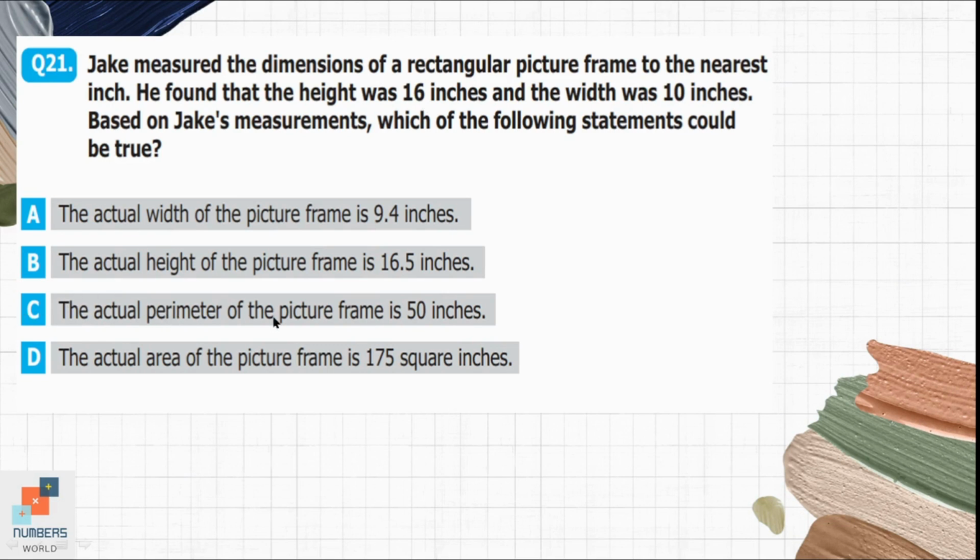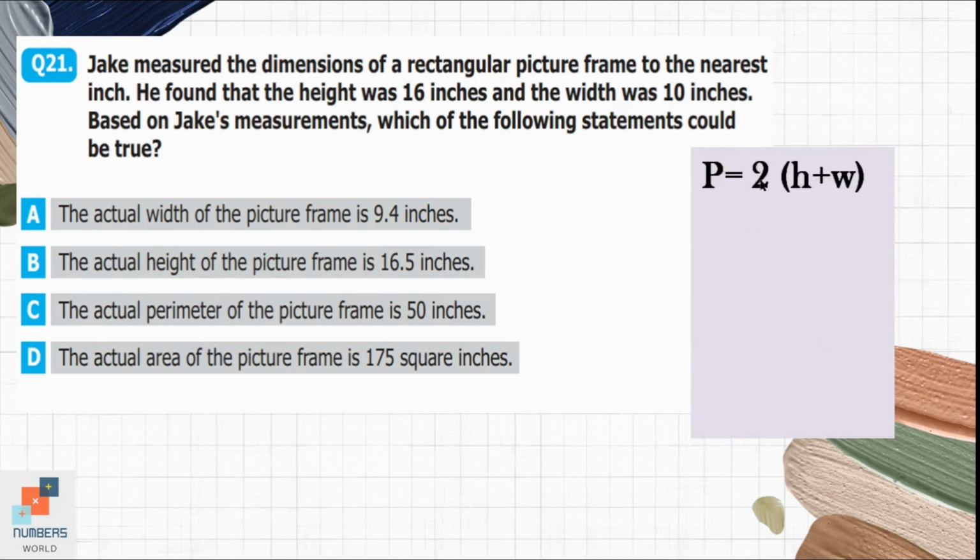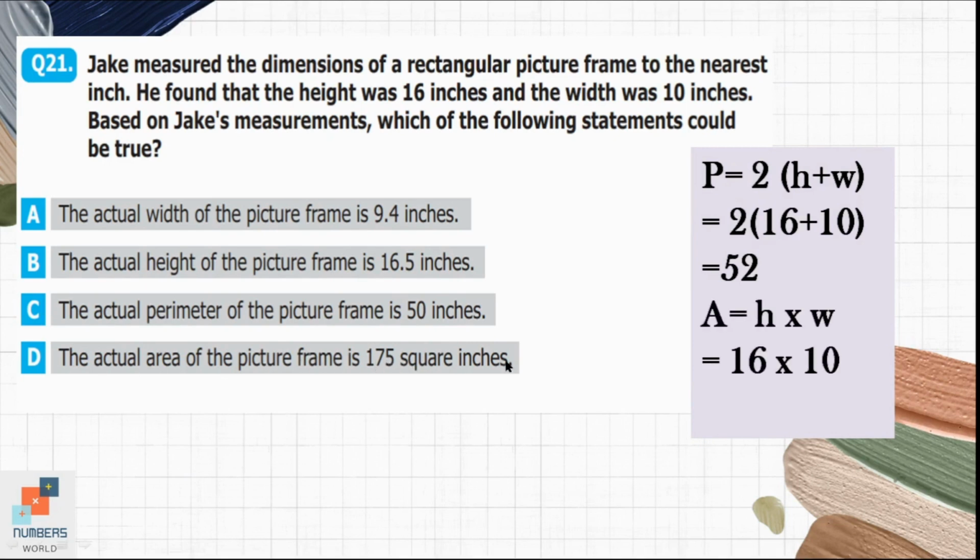Option C is the actual perimeter of the picture frame is 50 inches. So let's calculate it. The formula of the perimeter is equal to 2 times (h plus w). The value of height is 16 and the width is 10. So the perimeter is equal to 52 inches, which is quite close to 50 inches. So option C is our possible correct option, but let's check option D as well. The actual area of the picture frame is 175 square inches. Let's calculate the area. That is equal to 160 square inches. That is not close to 175. So option C is the correct option.